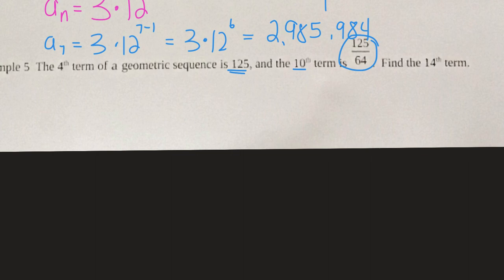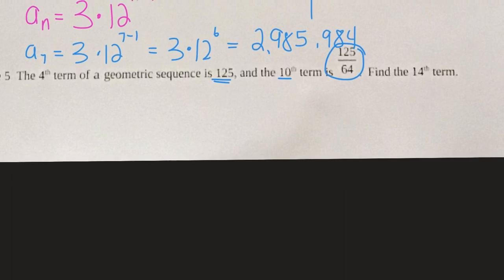Or you could do trial and error all the way around and see if you can figure this out. So I prefer the algebra method. So we have the fourth term, 1, 2, 3, 4, 125.